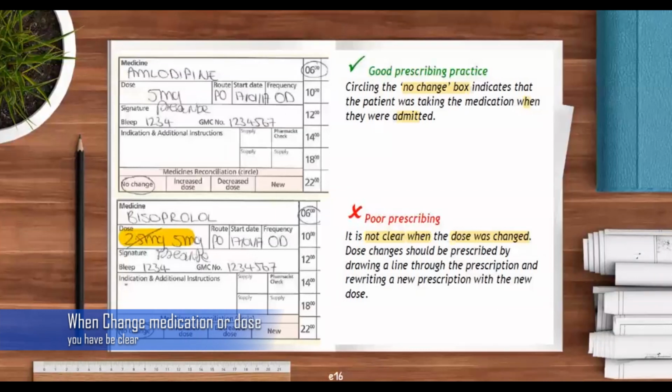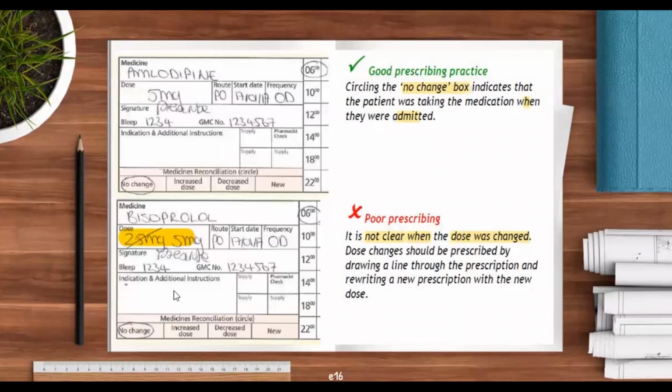If you change any medication, you have to explain why you changed it. So don't just write, for example, here 2.5 and cross that, then write 5 milligram. No, you have to write in the indication part why you changed this.